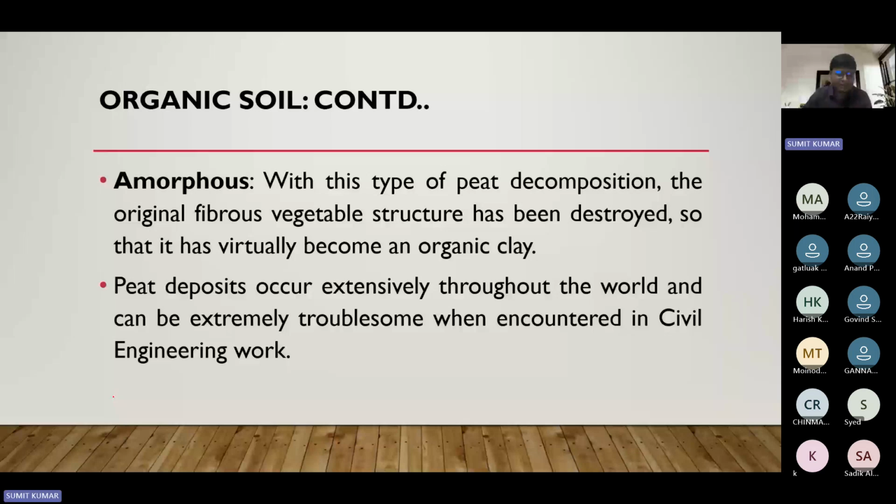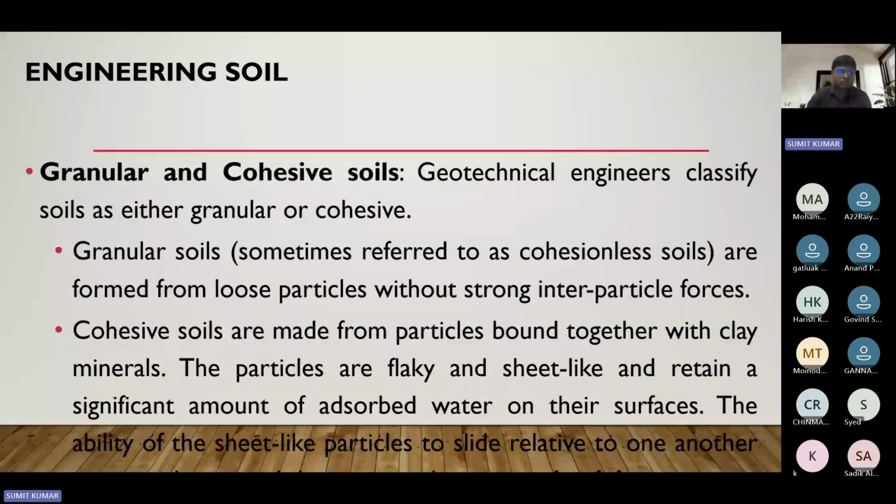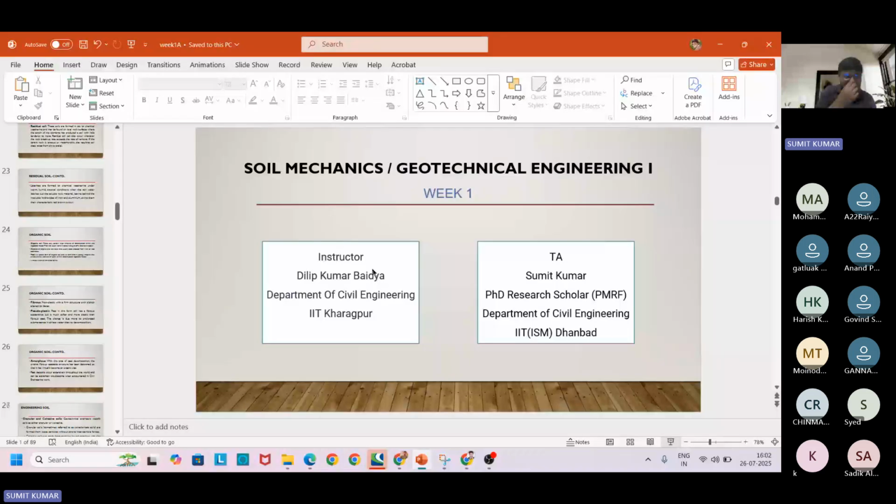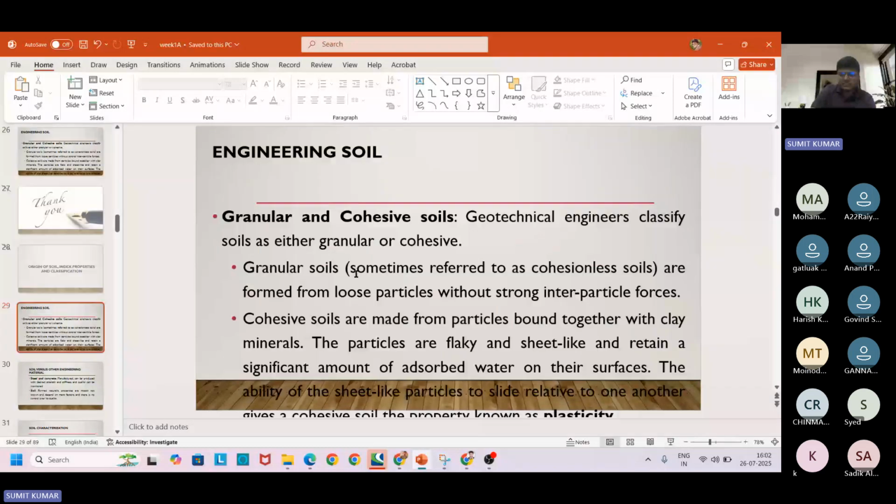Now we will talk about granular and cohesive soil, but before that, I think we need to take a small 5 minute break, and we will start from 4-7 or 4-8, right? So here we are going to take a 5 minute break.